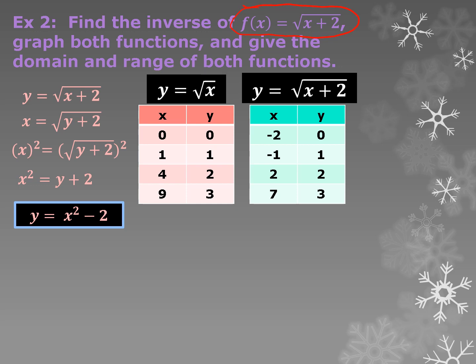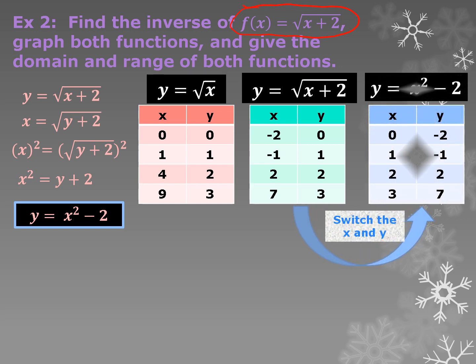So what I have before me is the table for y equals the square root of x plus 2. Now remember, when forming the inverse, all you do is flip-flop the table of the original. So you switch x and y in the table of the original, and you get the table for x squared minus 2.